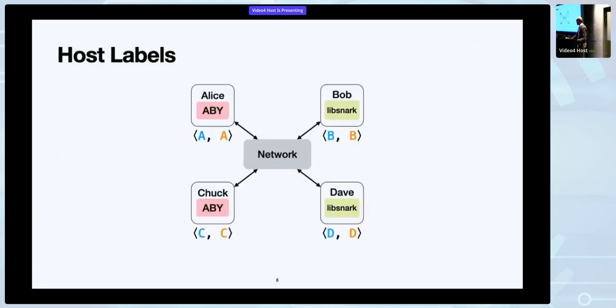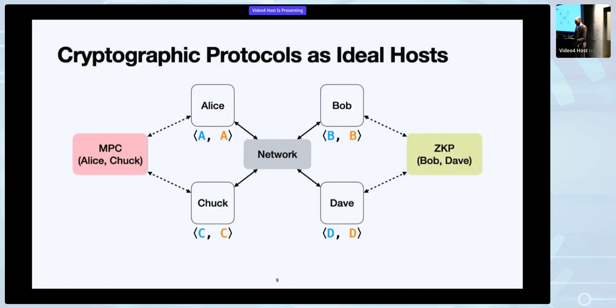In Viaduct, hosts also have labels. So simple hosts like Alice's machine and Bob's machine have simple labels that correspond to that person. So Alice's machine has the label A, A. An idea we borrow from the cryptographic literature is we introduce an intermediate step where we model cryptographic protocols as idealized functionalities. So an MPC protocol between Alice and Chuck can be modeled as a host that runs some code.